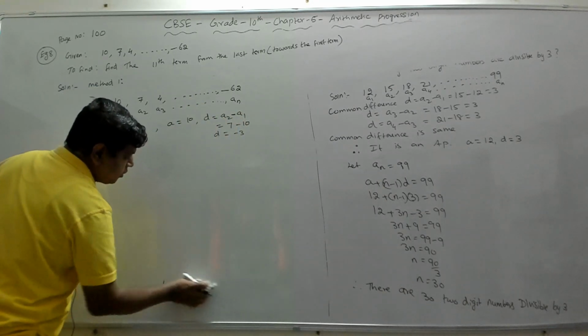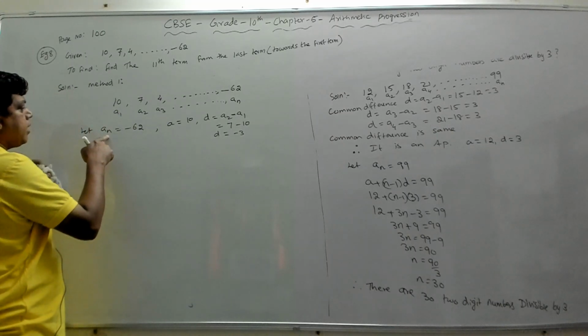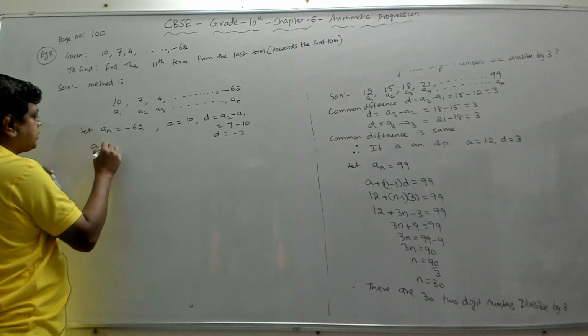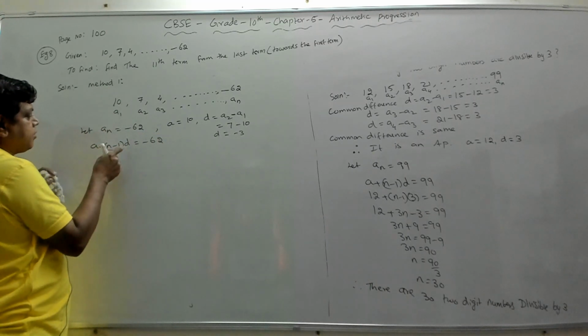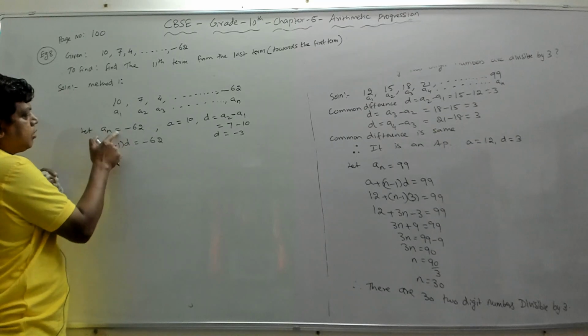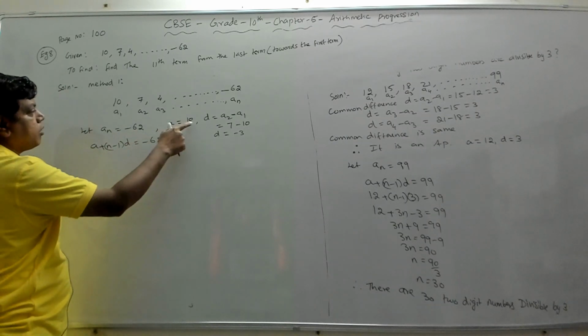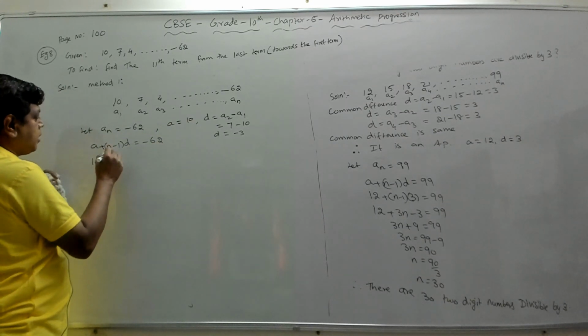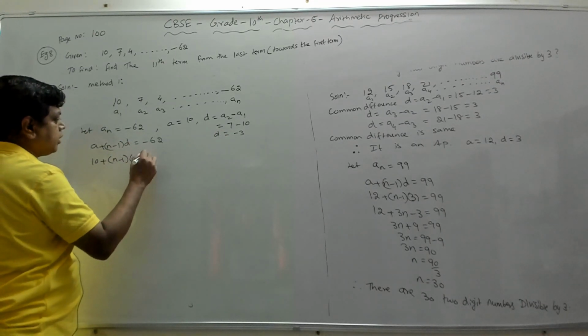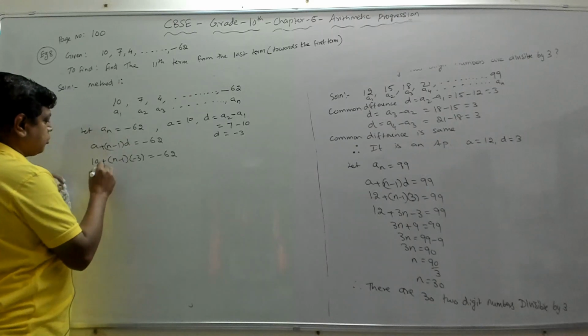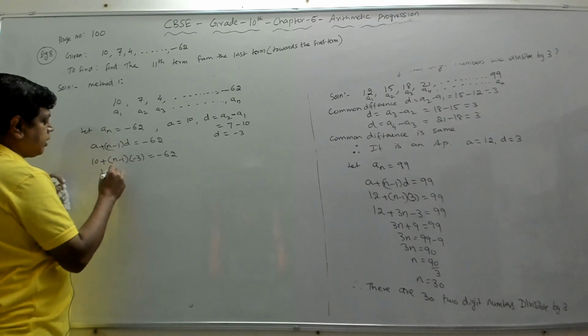So we know the first term, we know the common difference. Just substitute here. The an formula is a plus n minus 1 into d, that is equal to minus 62, because your an is this. Instead of an, I am writing minus 62. Then a is 10: 10 plus n minus 1, n is what we are finding, into d. d is minus 3, equal to minus 62. So 10, then minus 3 into n is minus 3n.